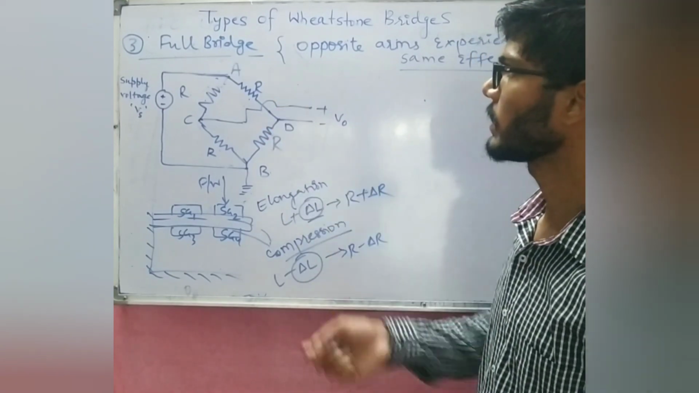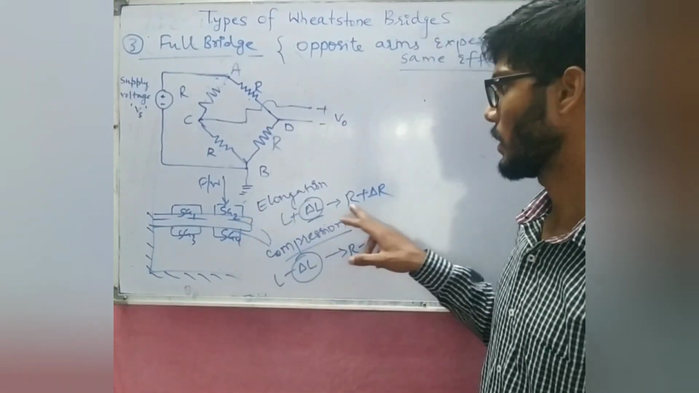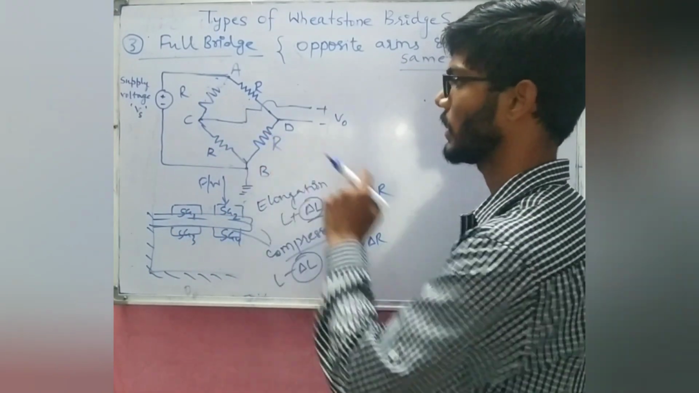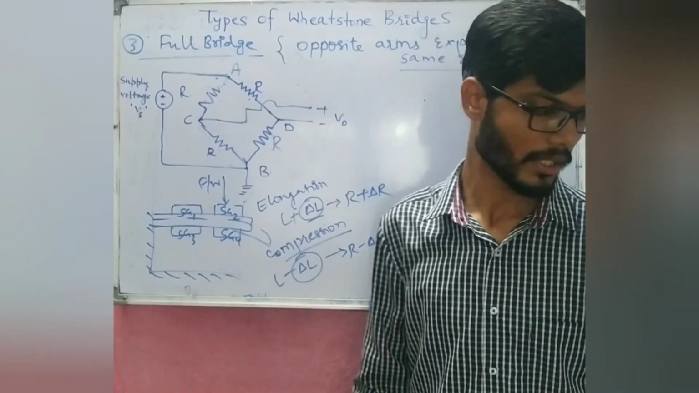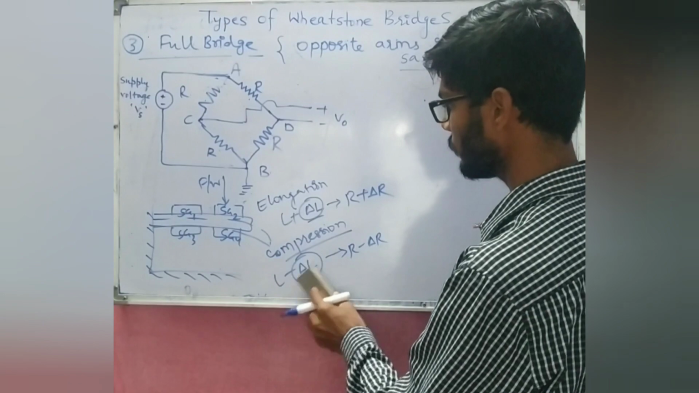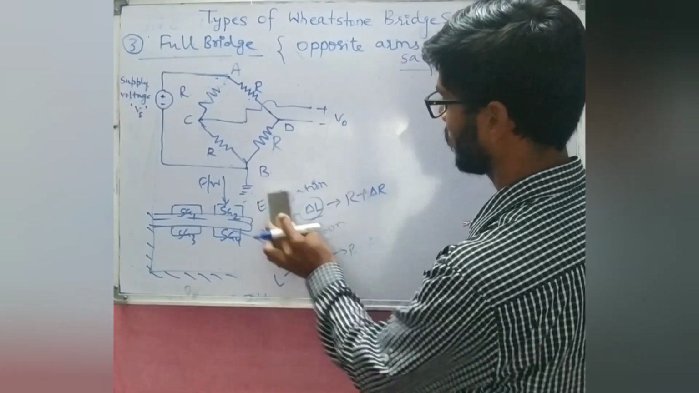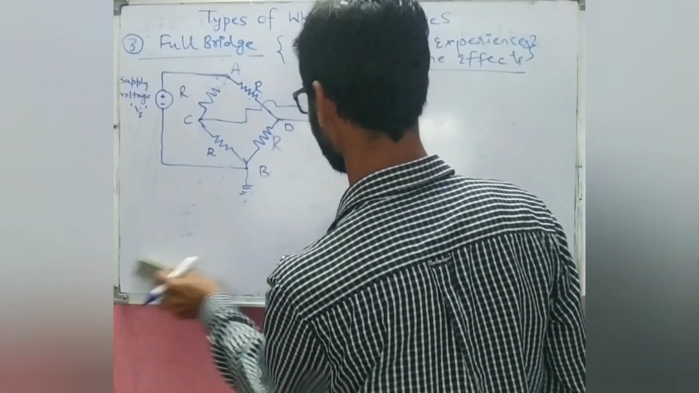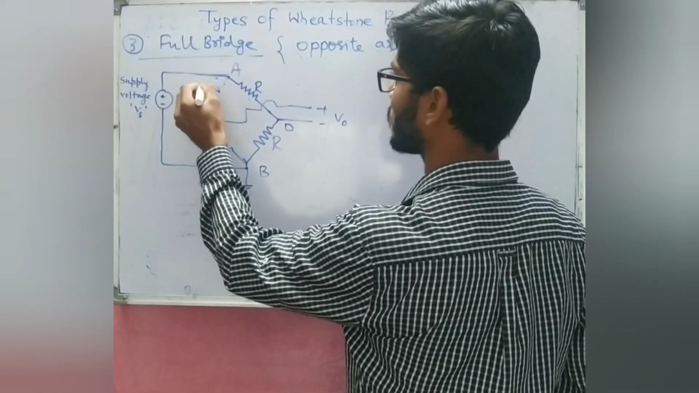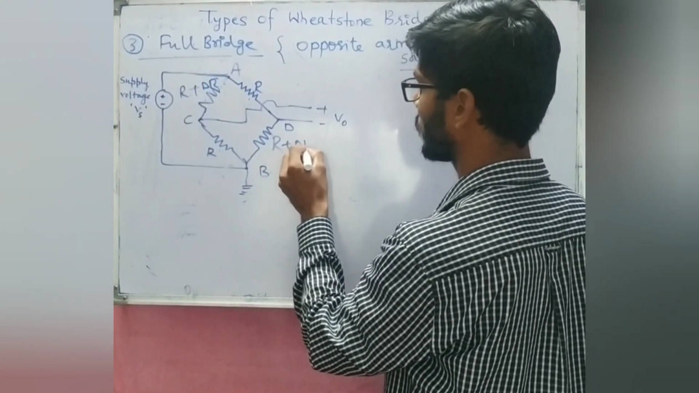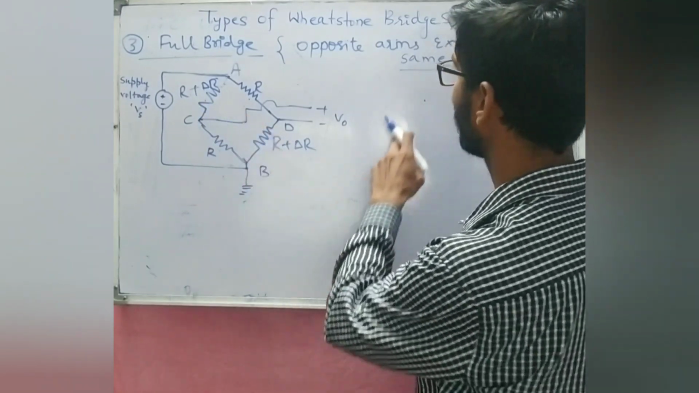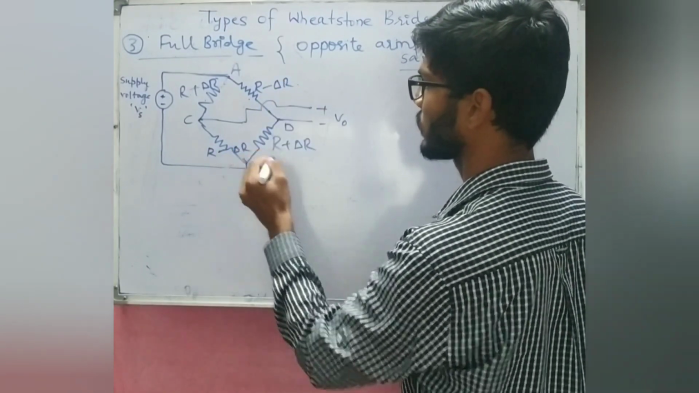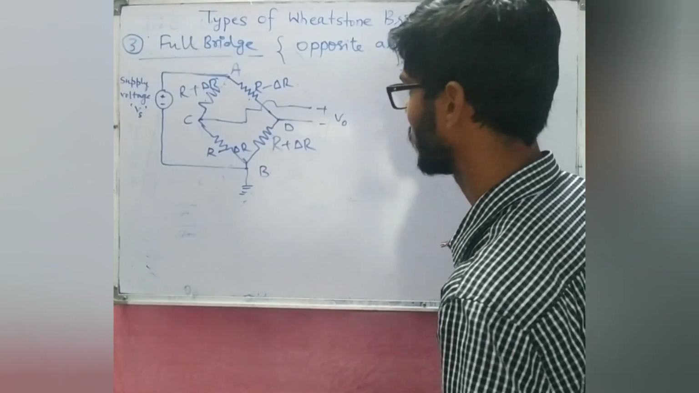But the most important thing in this full bridge configuration is that the arms which are experiencing the same effect, strain gauge 1 and strain gauge 2, have to be placed in opposite arms. The reason behind that I'll tell after I complete the derivation for the full bridge. Let's put these values in a bridge. So this is strain gauge 1 and strain gauge 2, experiencing the same effect, so they have to be placed in opposite arms. And strain gauge number 3 and strain gauge number 4 are experiencing the same effect and have to be placed in opposite arms.